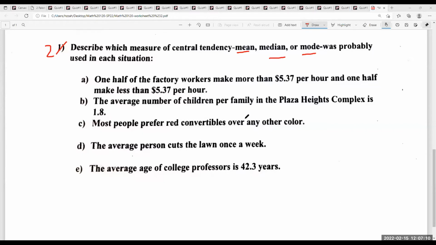So let's check the second one. The average number of children per family is 1.8. You know that, we can run that if you like, the number of the children. Which one is it? Is it the mean, median, or the mode? Okay, yes, that's it. It's Kelly. Kelly is correct. Anybody else?